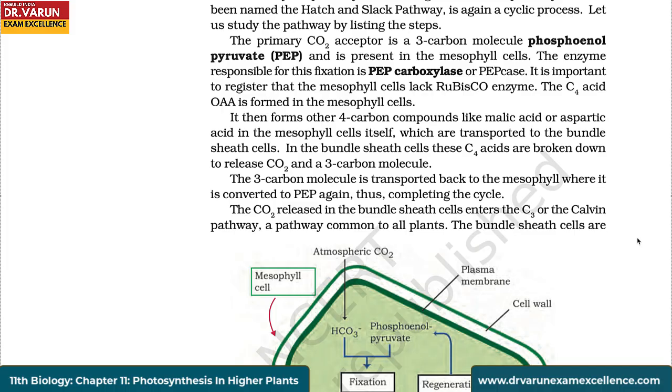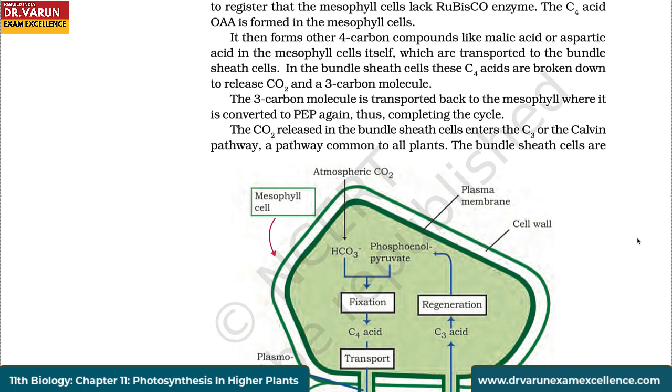It is important to register that the mesophyll cells lack the Rubisco enzyme. The C4 acid, oxaloacetic acid, is formed in the mesophyll cells. It then forms other 4-carbon compounds like malic acid or aspartic acid in the mesophyll cells itself, which are transported to the bundle sheath cells. In the bundle sheath cells, these C4 acids are broken down to release carbon dioxide and a 3-carbon molecule.